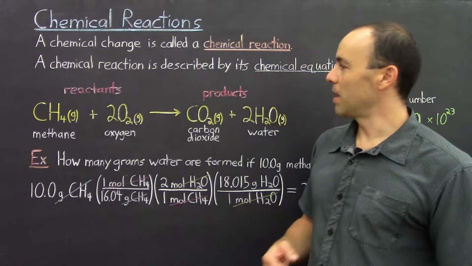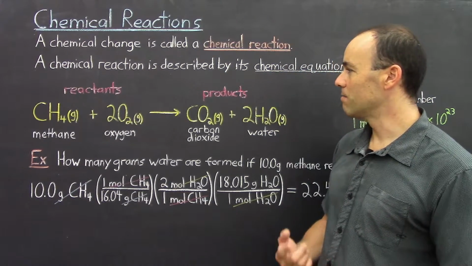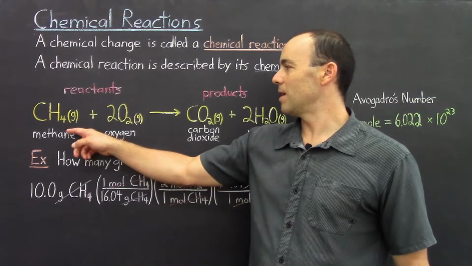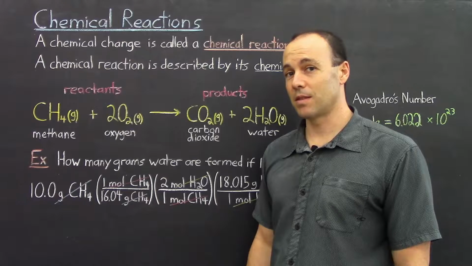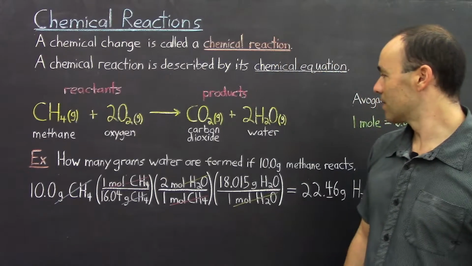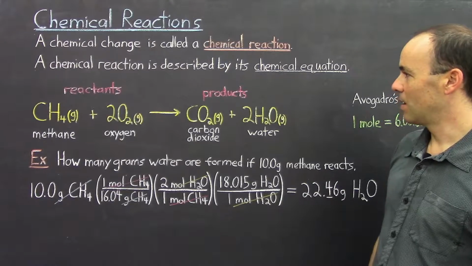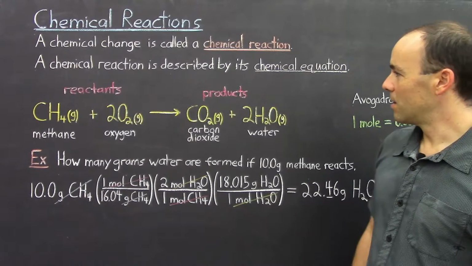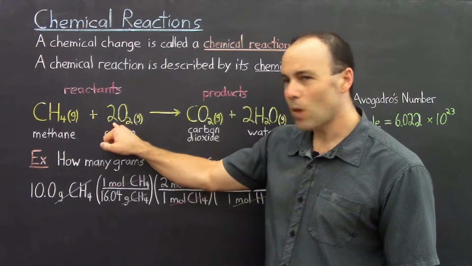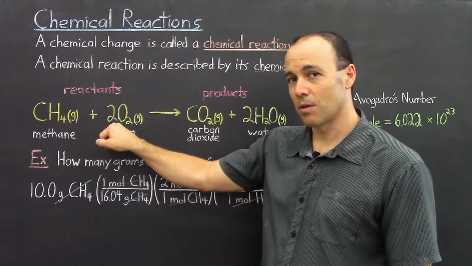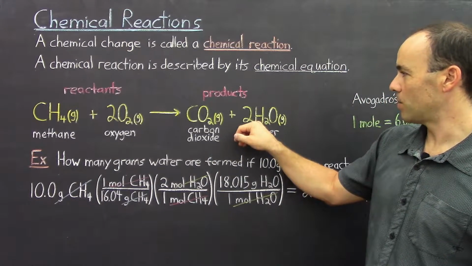Now, a couple of other things that you want to notice about chemical equations. Another one is the states of each of the chemicals are indicated in parentheses. In this case, they all happen to be gases. And also, you see that 2 oxygen molecules are required and 2 water molecules are produced.